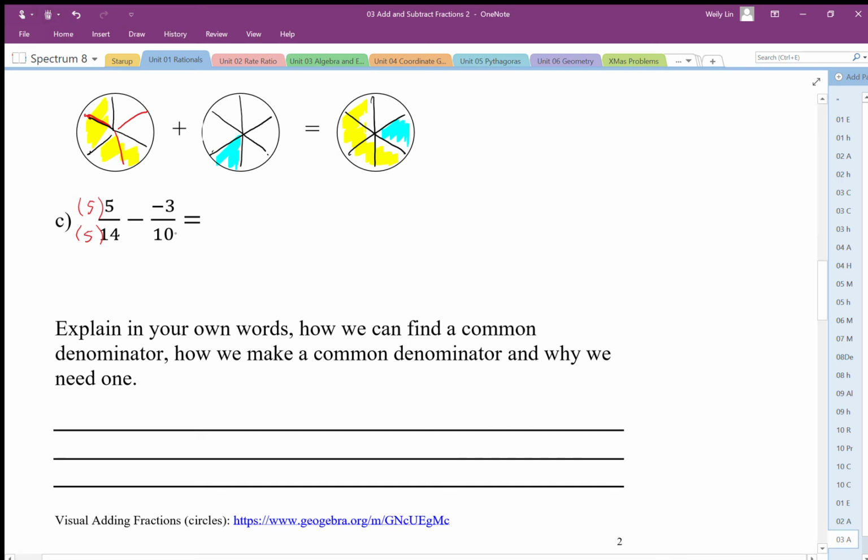I need a times by 7 here and a times by 7 here. Okay, so when I do that, I'm going to end up with 25 over 70 plus minus. So I'm going to minus a negative means I'm going to add. Okay, so I want to change that. Okay, that's less confusing. And then I can now add these together. I have the same size pieces, so I'm going to count 25 here, 21 here, so I get 46 1/70 pieces.